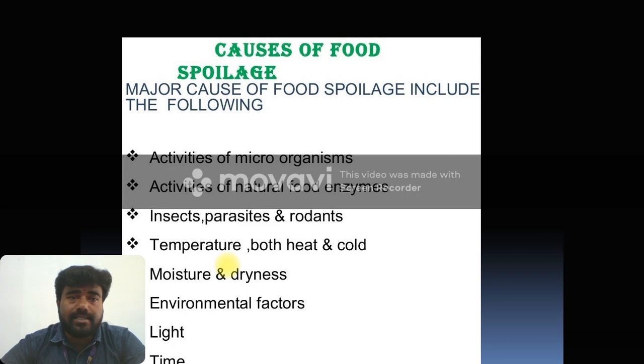So, what are the main causes of food spoilage? There are different criteria. The first one is the activities of microorganisms, then the activities of natural food enzymes, and insects, parasites and other rodents. Sometimes extreme temperature, both heat and cold, also affects the food condition. Then environmental factors, light sources, and time of food storage. These are all the main causes of spoilage of vegetables and other common food sources.